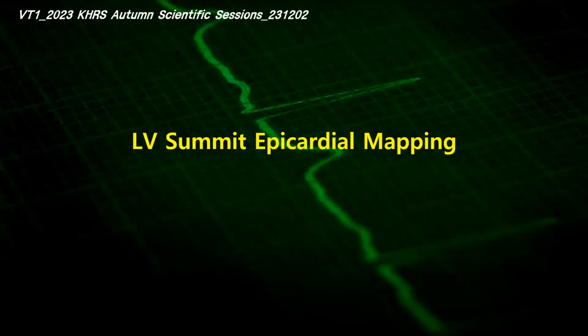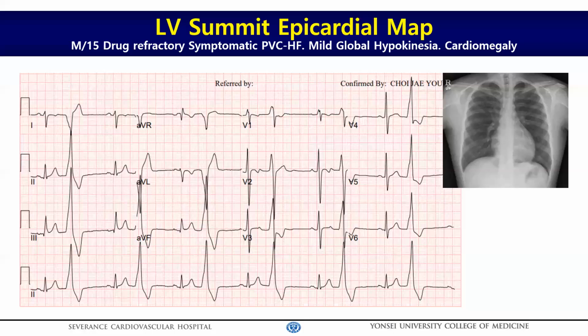The next case is epicardial mapping and ablation from Summit VA. This is a 15-year-old boy with drug-refractory symptomatic PVC with ejection fraction 50%. You can appreciate cardiomegaly compared to his age, and this shows ventricular bigeminy, RBBB, long intrinsicoid deflection time, precordial transition 2-3, and inferior axis. Lead one shows a very deep S wave. Where do these PVCs come from?